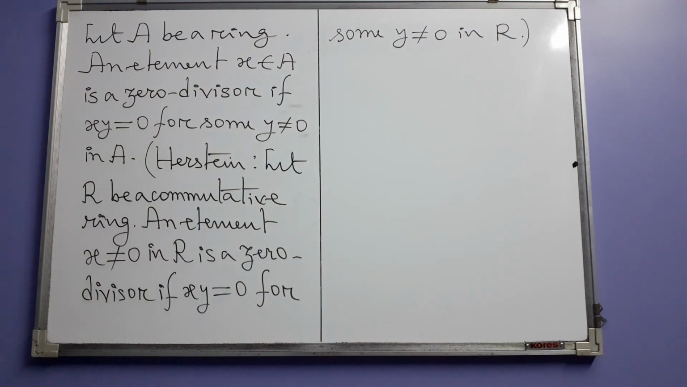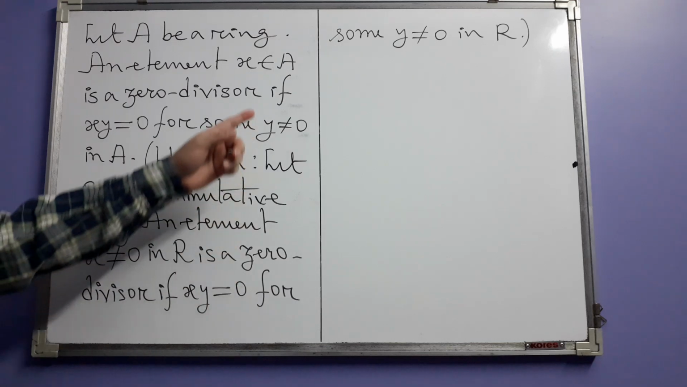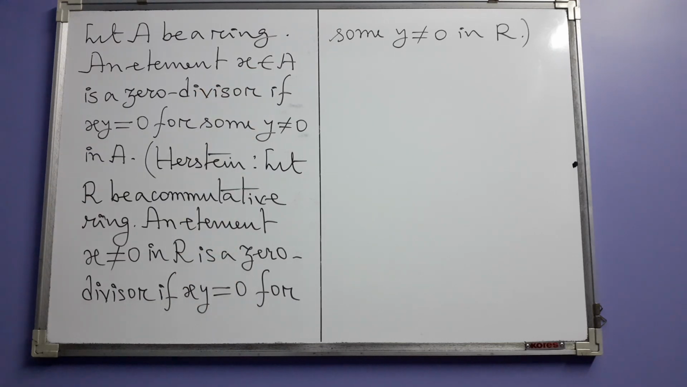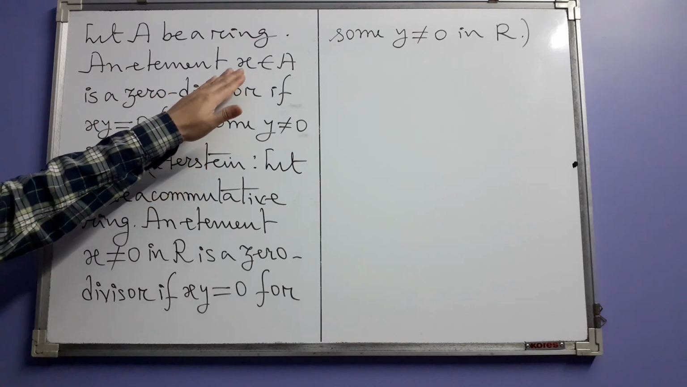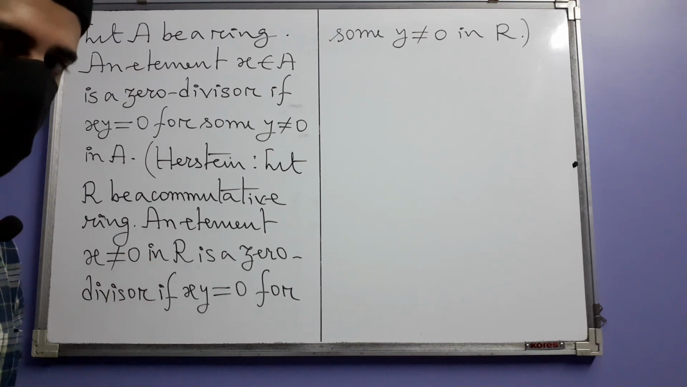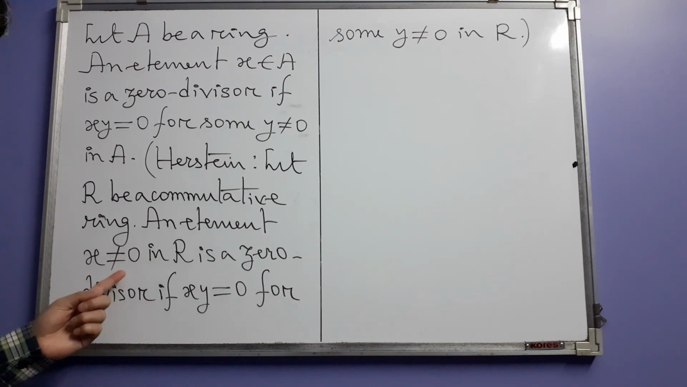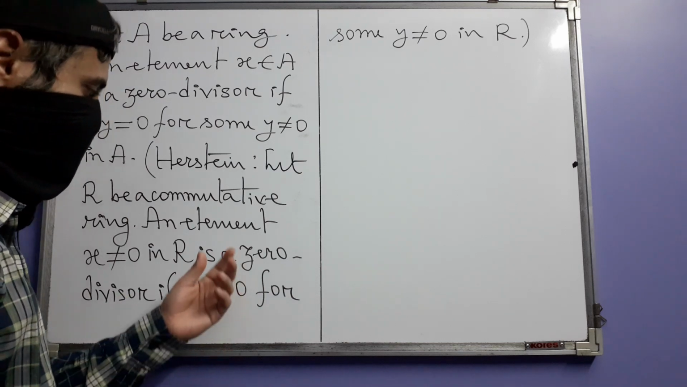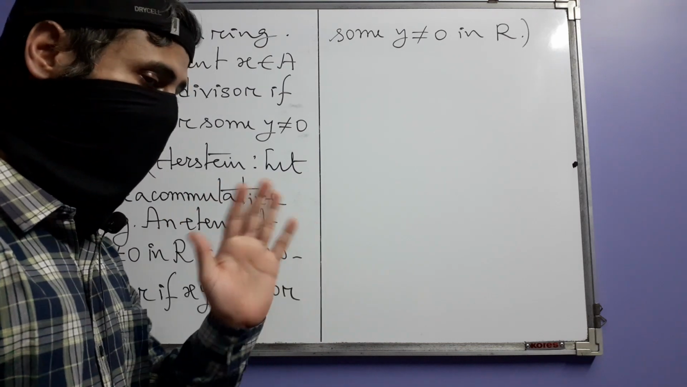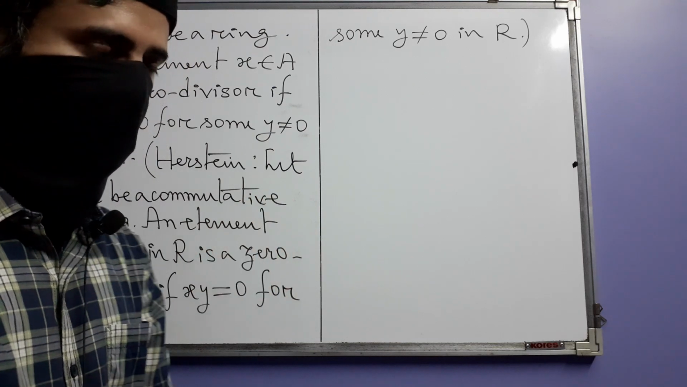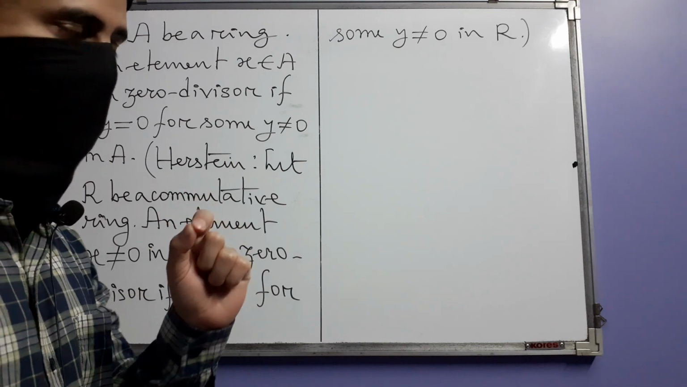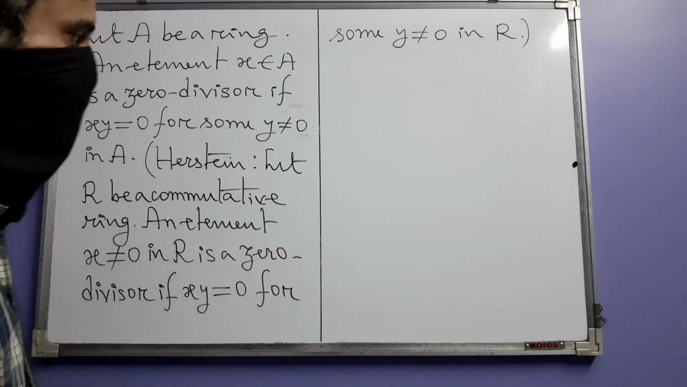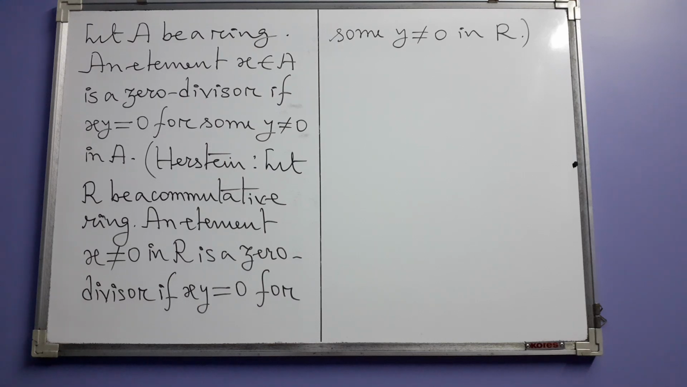Did you spot the difference? The difference is in x. Atiyah and Macdonald's definition allows x to be 0. However, Herstein doesn't allow x to be 0. For Herstein, the 0 element is not included in the definition of zero-divisors. But for Atiyah and Macdonald, 0 is included. But there is something more. You just notice one thing.